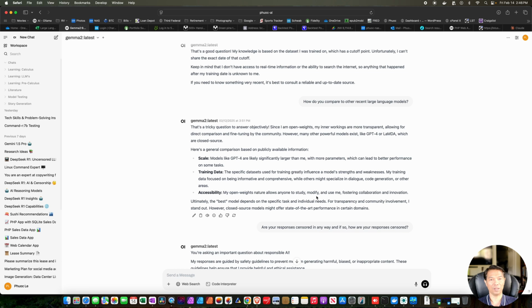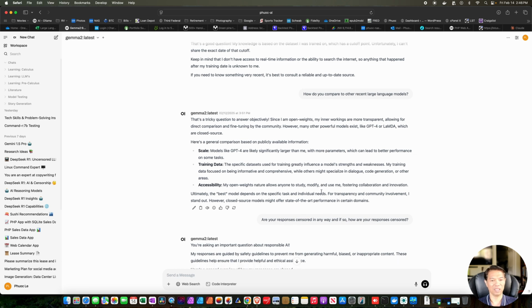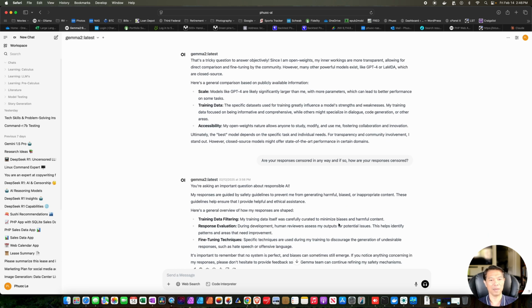And I dinged it a bit on verbosity because it doesn't give me as much detail as I would like. I think I gave it a 6 out of 10. But it's not short either. So it's kind of like right there in the middle. So 6 out of 10 feels about right.